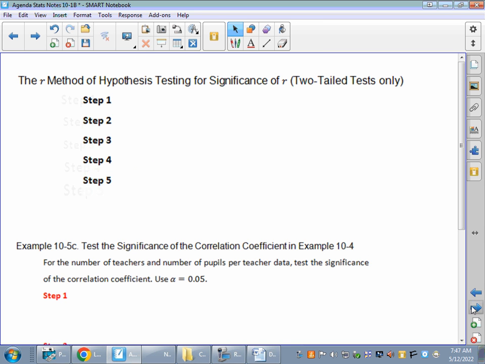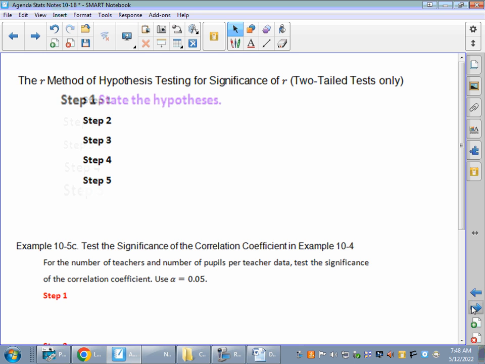This is the one that we want to talk about. So step 1, a lot of this is really the same. So we are doing the R method because we're going to use our R, our correlation coefficient, for hypothesis testing for the significance of R, and we're going to use this for two-tailed tests. We could go to one-tailed, but that would be like the next step. So let's figure it out two-tailed.